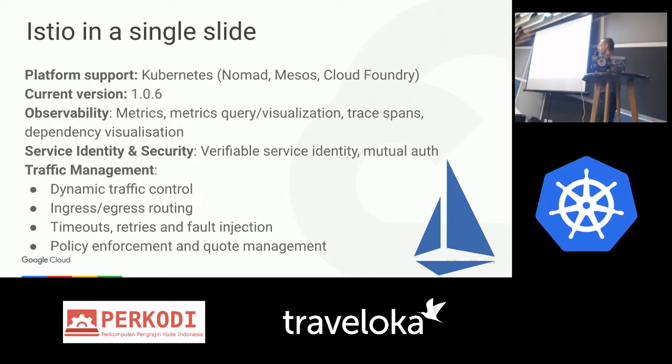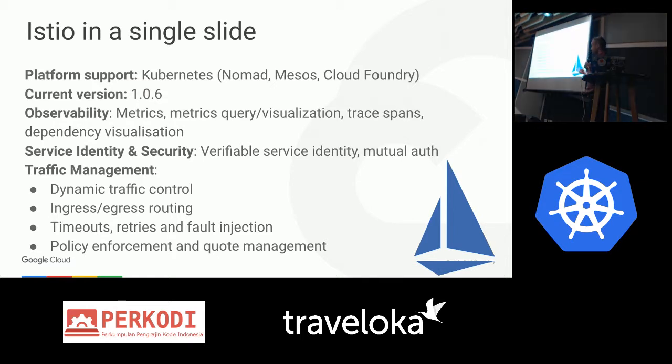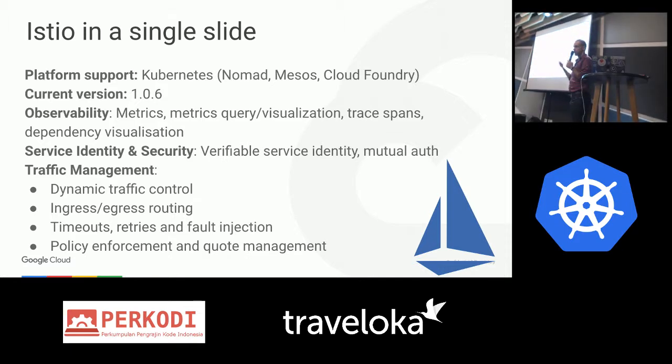I don't like to put too much text in a single slide, but this is a single slide with a lot of text. And the reason is, sometimes it's nice to have a single slide that explains what something is. So basically this slide explains what Istio is in a single slide. It's something that runs on Kubernetes today.